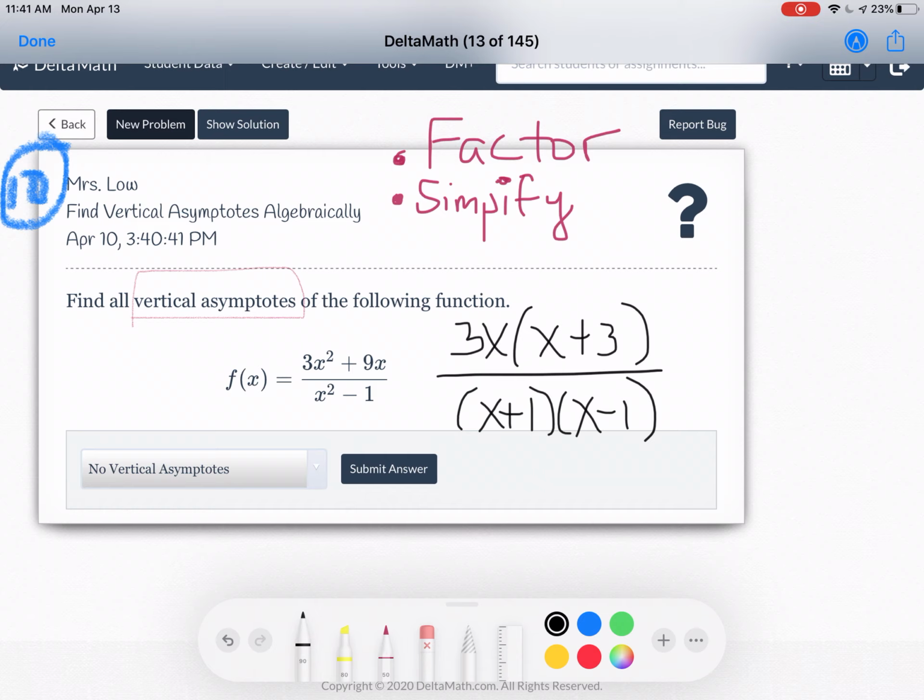So in order to find the vertical asymptotes, we just set the denominator equal to 0. So I'm going to have 2 vertical asymptotes here, x equals -1 and x equals 1. So you guys would just click on this right here, and it'll give you some sort of option to be able to put in these vertical asymptotes.